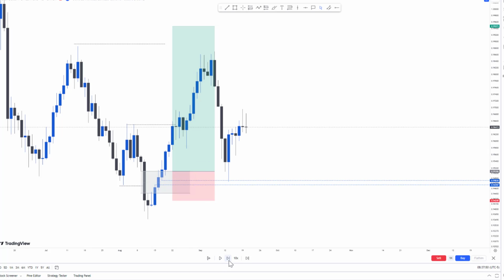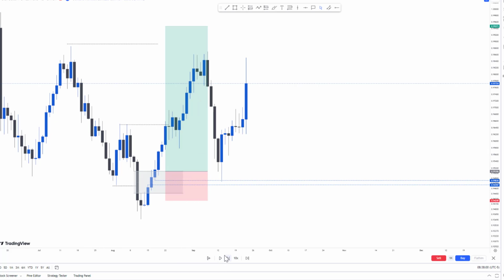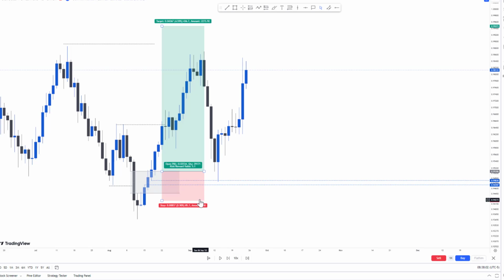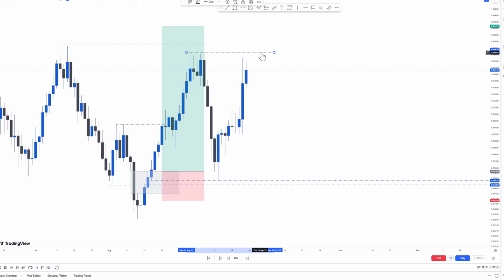Now if I try to play price forward, what can you see? You can see that massive move to the upside after it mitigates this particular zone we have right here. Now what you see is that we have this external range liquidity at the high, and we equally have this buy side liquidity right here.